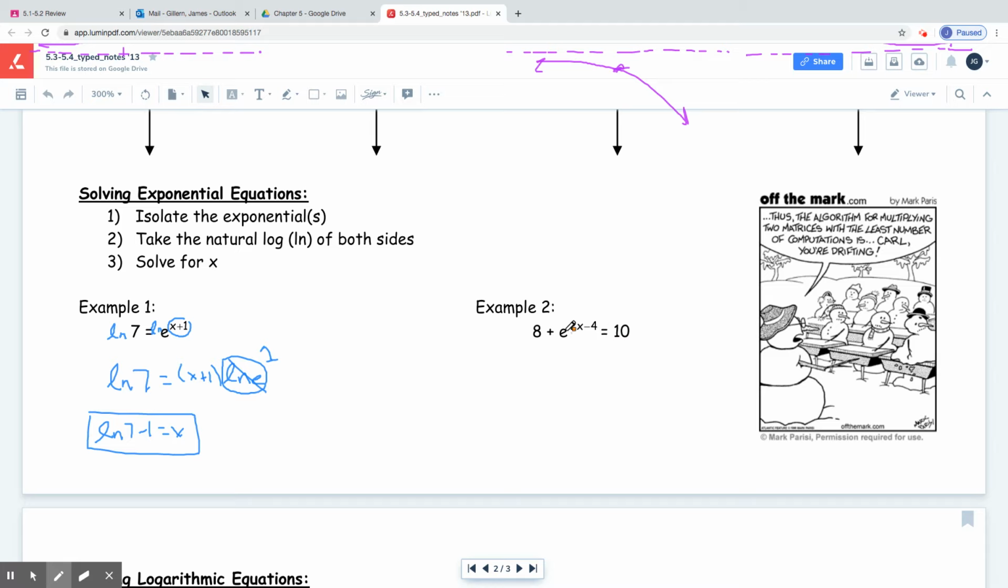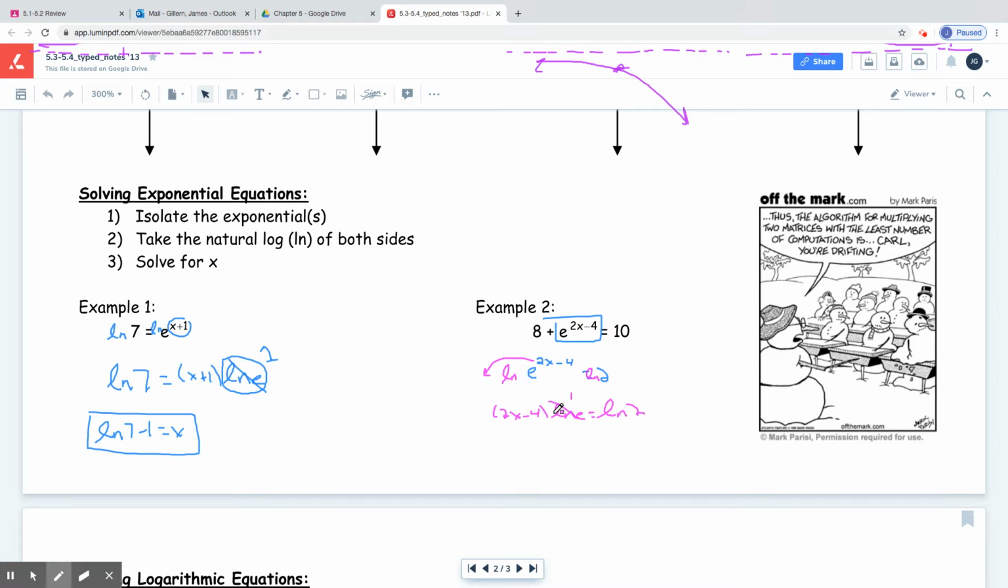All right, so what should have happened, we need to get this by itself first. So we subtract 8. So you get e to the 2x minus 4 equals 2. I then am going to take the natural log of both sides. So isolate first. So when I take the natural log, this exponent moves up front. So the quantity 2x minus 4 times the natural log of e equals the natural log of 2.